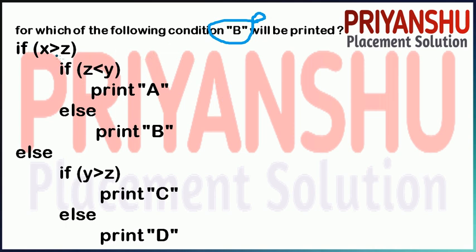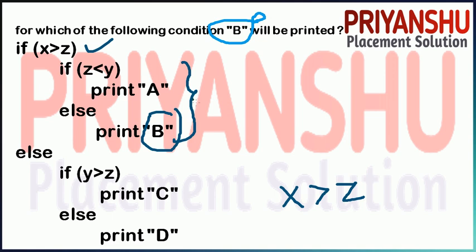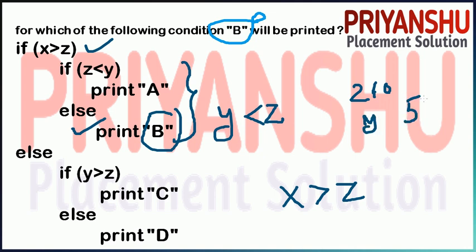So if X is greater than Z, it means that if this condition is true, then we need to go to the print statement for B, right? So this condition is true, it means that X is greater than Z, right? Now friends, we need to print the value of B. So B is printed when Y is less than Z, which means Z is greater than Y, right? Let's suppose the value of Z is 10 and the value of Y is 5. If I check this condition, Z is 10 and Y is 5, so this condition is false, then it comes to the else part and executes print B, right?